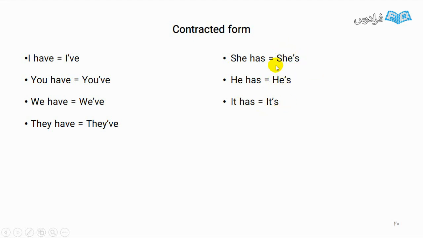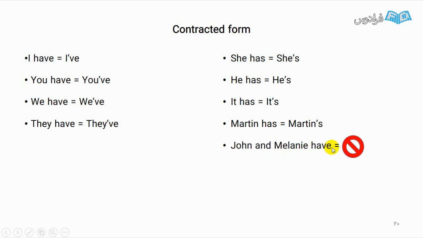When we are talking about present perfect, after that we have the third form or past participle form of the verb. That is not true about is. But look at this one. Martin has. We can write it Martin's. John and Melanie have. But when we have nouns plus have, we are not allowed to contract it. Just when we use have with pronouns, we can contract them.